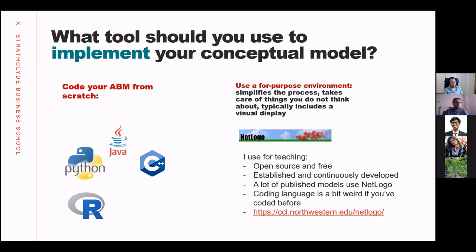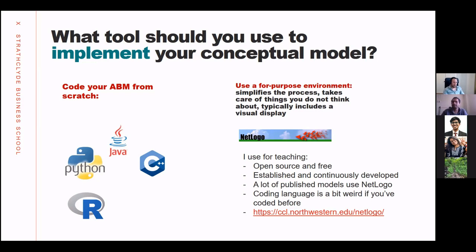So you can actually go to the website at the bottom over there and get NetLogo, and they have some tutorials, so you can take a look at that. It's well established at this point. You'll find a lot of literature that has used NetLogo to publish articles in the health space and in other spaces as well.